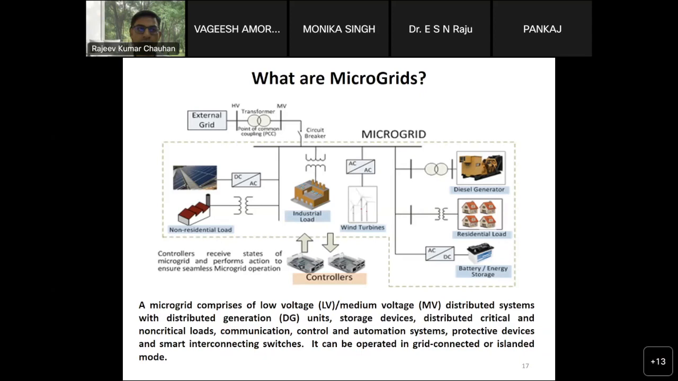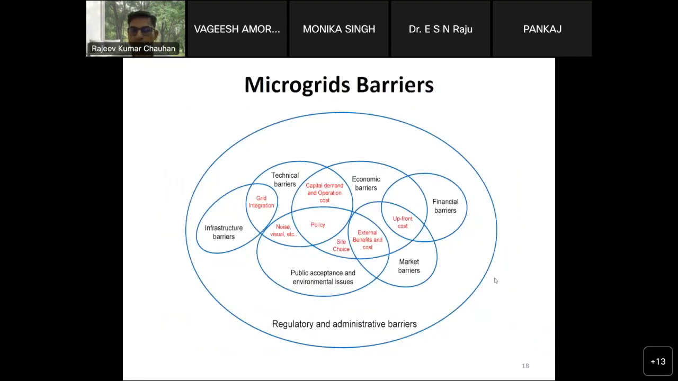When we have higher power generation in the microgrid, it can act as a controllable source. When we have more power demand within the microgrid, it can act as a controllable load. So you can control the entire microgrid community as per the mismatch between the power generation and the demand. If you see the microgrid barriers, we have mainly regulatory as well as administrative barriers. In that we have many barriers like technical barriers, infrastructure barriers, economic barriers, financial barriers and public acceptance. So there are many barriers to make the microgrid a real practical one.